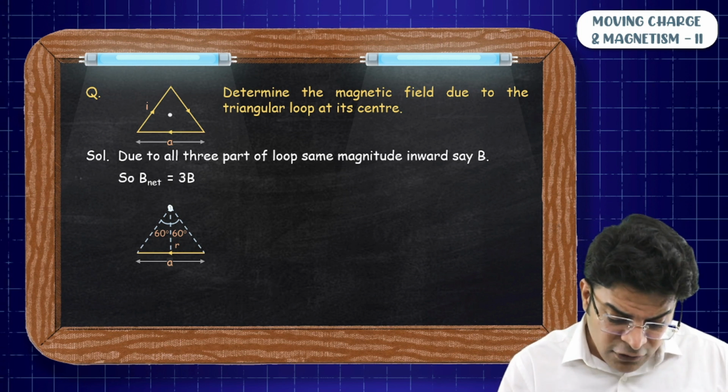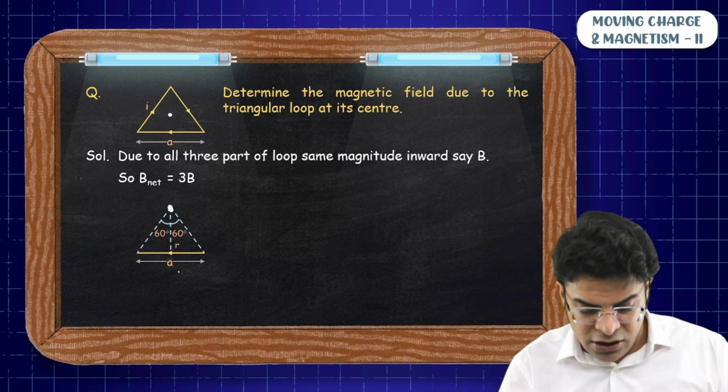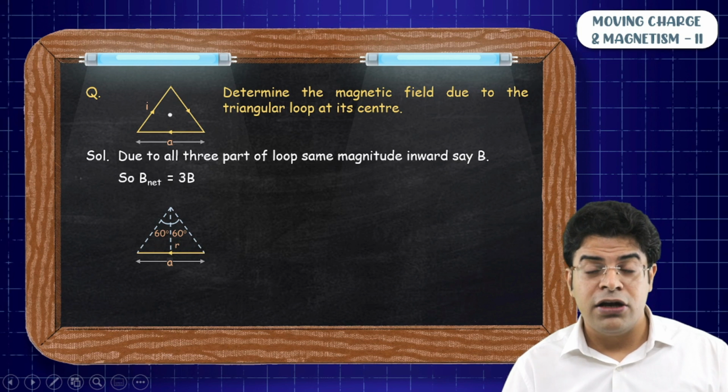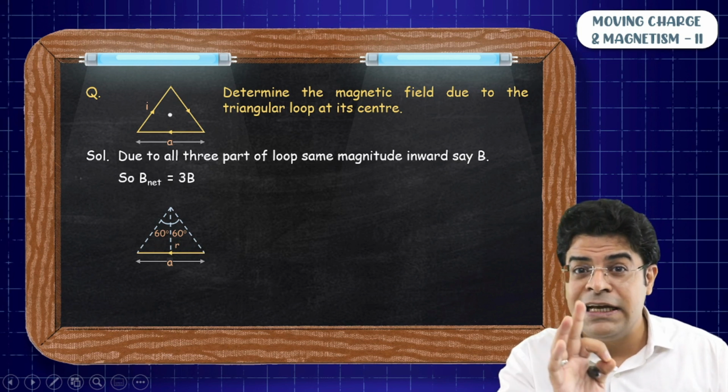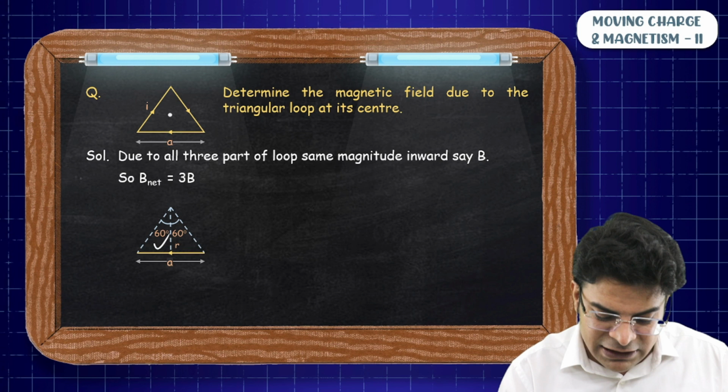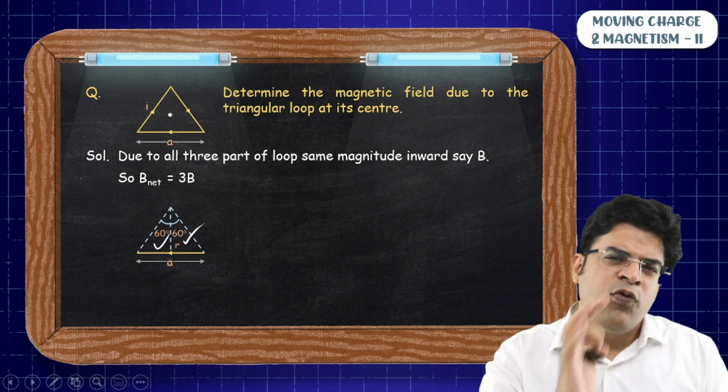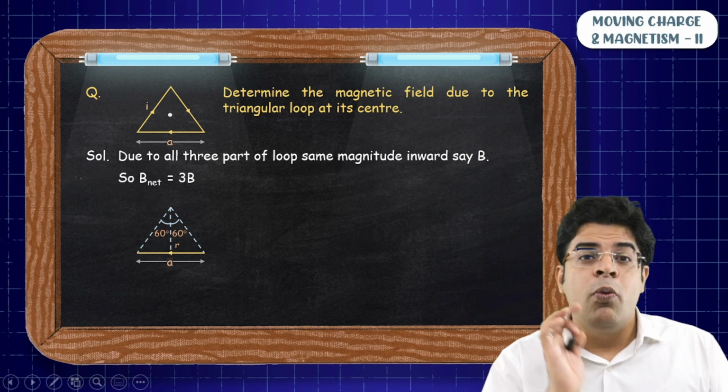Now the strength of magnetic field at the center due to one part will be nothing but mu naught I by 4 pi r, times sine theta 1 plus sine theta 2. I know that theta 1 is 60, theta 2 is 60. I need to find out r. How to do it? Very easy.